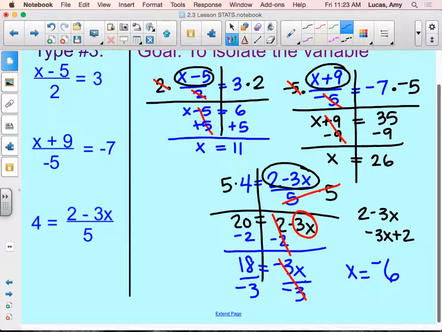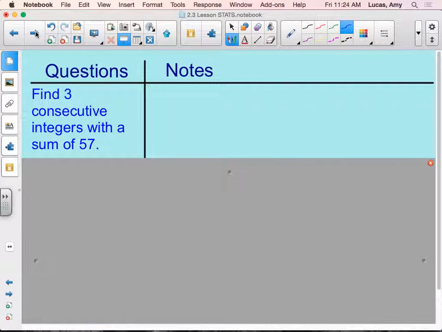Definitely tricky on that last example. There's a lot more going on than in the basic one-step and two-step equations. All right, now switching gears a little bit.